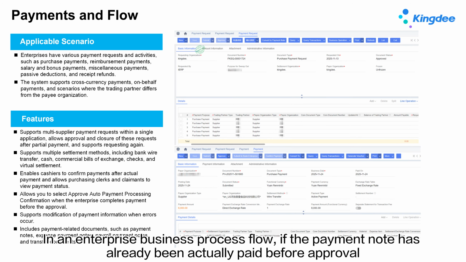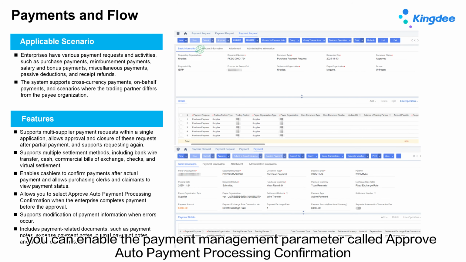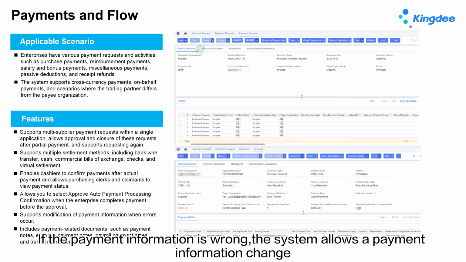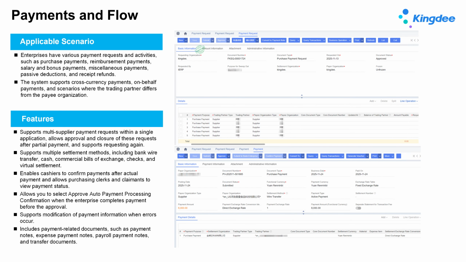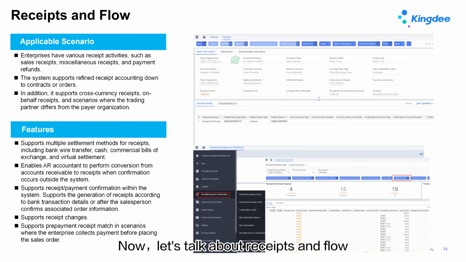In an enterprise business process flow, if the payment note has already been actually paid before approval, you can enable the payment management parameter called Approve Auto Payment Processing Confirmation. If the payment information is wrong, the system allows a payment information change. Now, let's talk about receipts and flow.